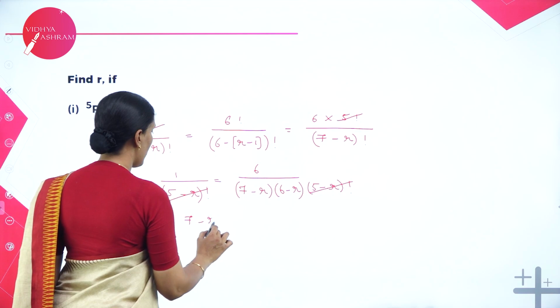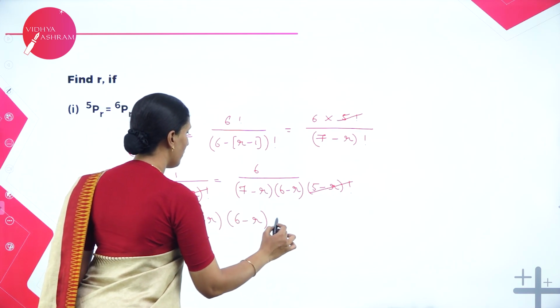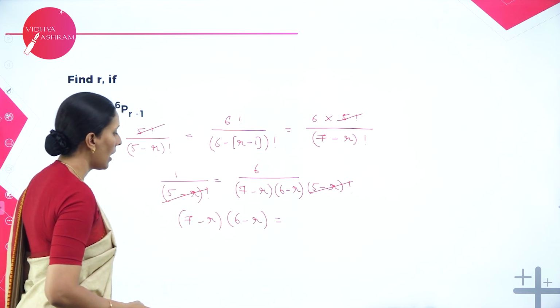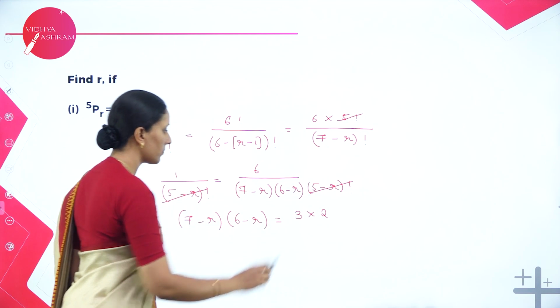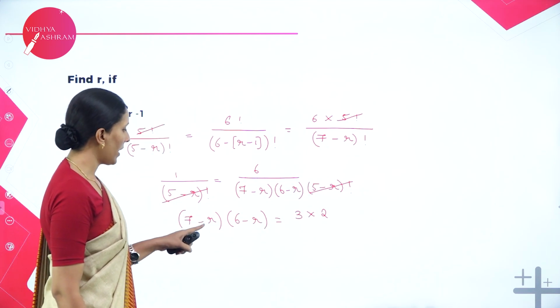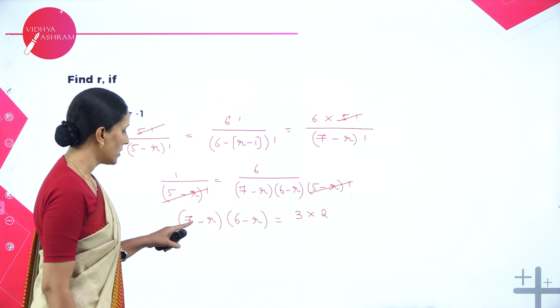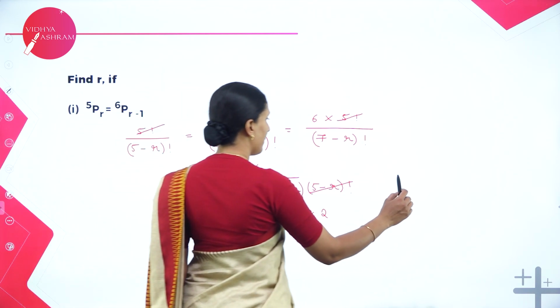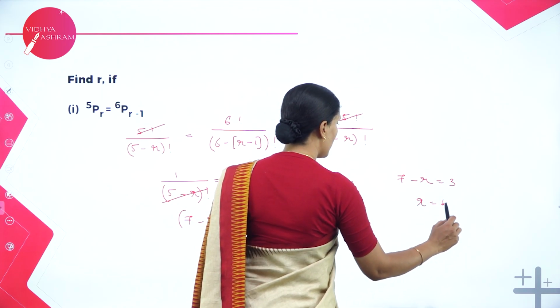(7 minus r)(6 minus r) on the left hand side equals 6, and 6 can be written as 3 into 2. Now assume that we need 7 minus r is equal to 3. So what can be the value of r? By inspection, if 7 minus r is equal to 3, then r should take the value of 4.